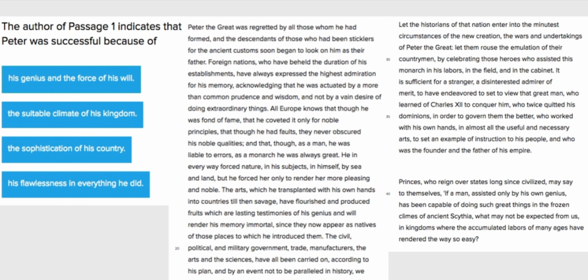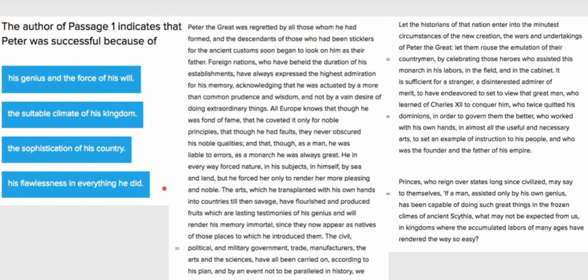Okay, so here's our first question that applies to passage 1. It says right here, the author of passage 1 indicates that Peter was successful because of, and then we have a few different options here: his genius and the force of his will, the suitable climate of his kingdom, the sophistication of his country, his flawlessness in everything he did.